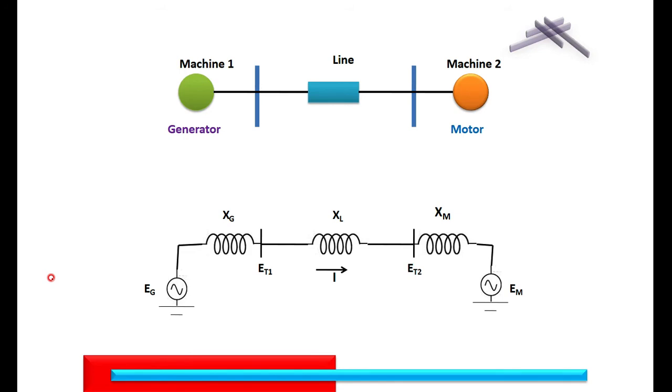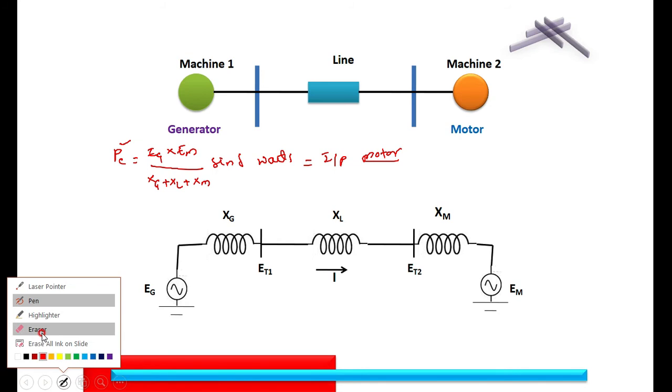The output of the generator, PE, is equal to EG into EM divided by the total reactance, XG plus XL plus XM, into sin delta, so many watts. This is the electrical power output of the generator. It is nothing but the input to the motor. We will see what happens when there is a change in the load condition.